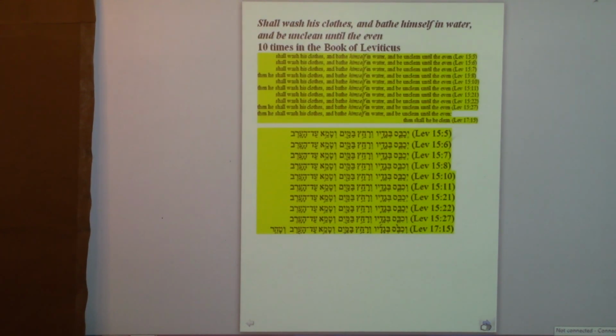"Shall wash his clothes and bathe himself in water and be unclean until even." We had to make that quite small to get all those words. That phrase appears 10 times. It's not in Exodus at all, but we just included it because it was such a long phrase and highly unusual. I just wanted you to see that one.